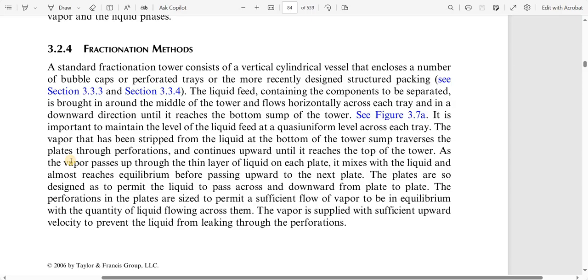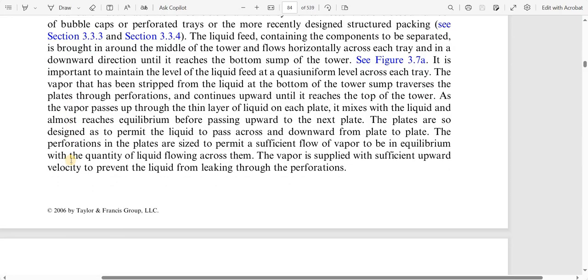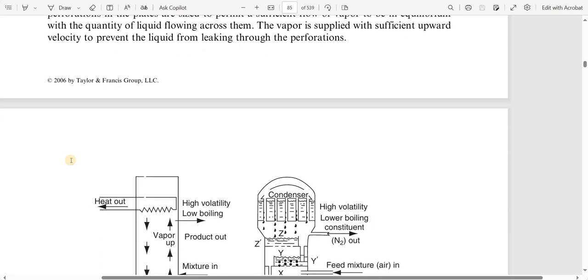The plates are so designed as to permit the liquid to pass across and downward from plate to plate. The perforations in the plates are sized to permit a sufficient flow of vapor to be in equilibrium with the quantity of liquid flowing across them. The vapor is supplied with a sufficient upward velocity to prevent the liquid from leaking through the perforations.